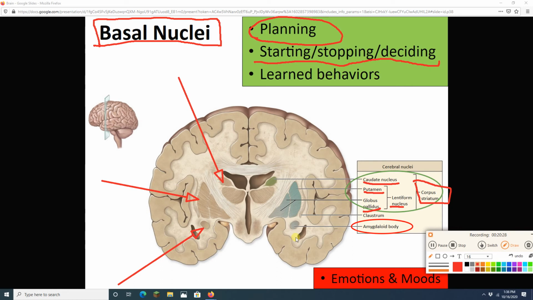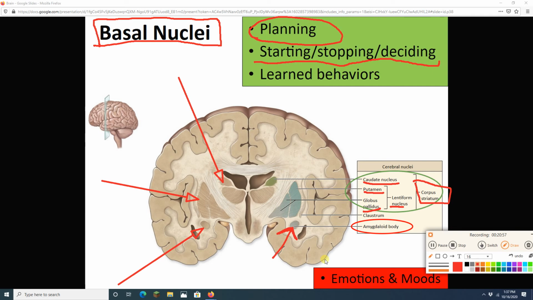Another one is called the amygdala. This little guy down here is the amygdala. Amygdala, I think, means almond. Like, it looks like an almond. It is very much involved in your emotions and in your moods. What if you didn't have a functioning amygdala? That would be crazy, isn't it?